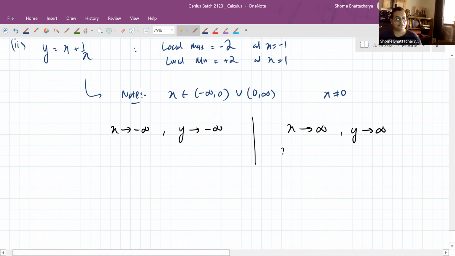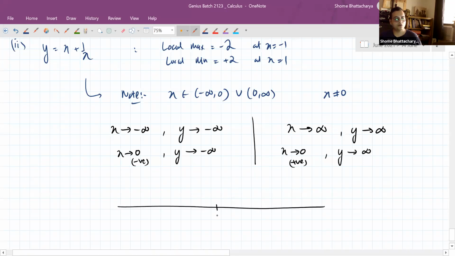Also, if x tends to 0 but positive, then what does y tend to? Y tends to infinity. Because now as x tends to 0, this term x is negligible. So y is like 1 by x. So, okay. But if x tends to 0 on the negative side, then y will tend to minus infinity. Now see something very interesting. You can divide the number line into two parts.